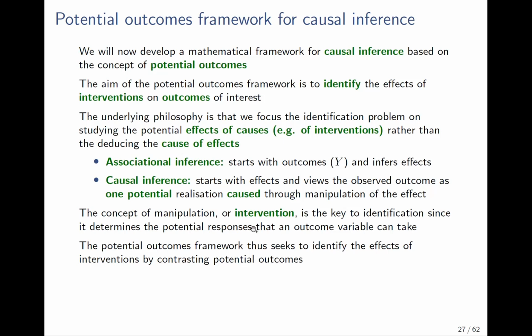And this concept of manipulation or intervention is key to understanding how the potential outcomes framework seeks to achieve identification, because ultimately it's going to try and look at the difference in intervention or manipulation that determines potential outcomes. So the potential outcomes framework is going to seek to identify the effects of interventions, and our causal inference is going to be generated by contrasting potential outcomes that different interventions could produce.